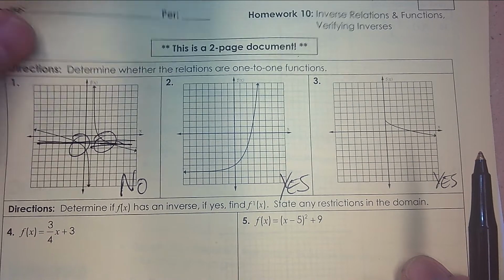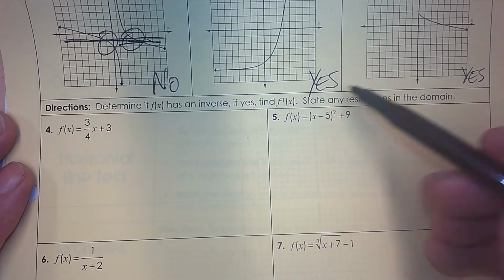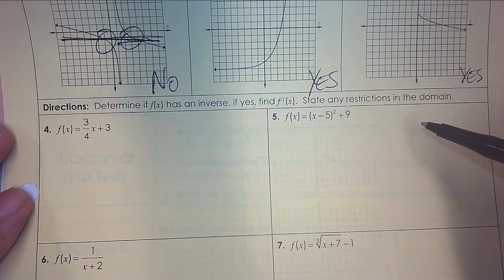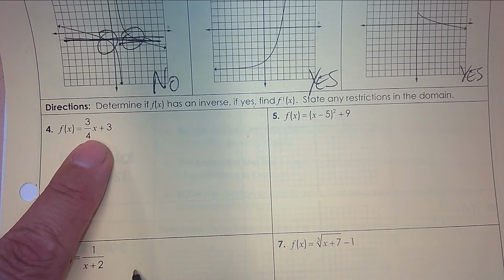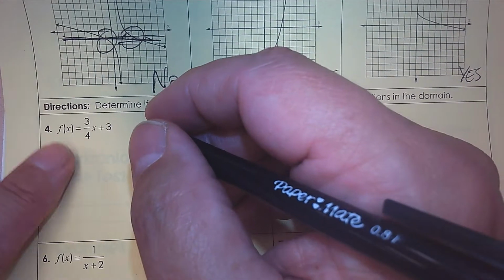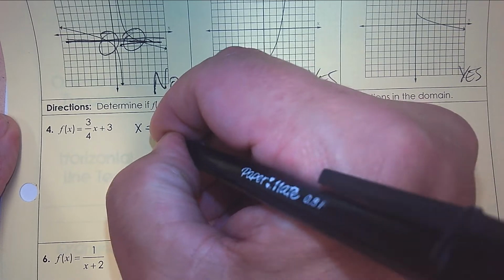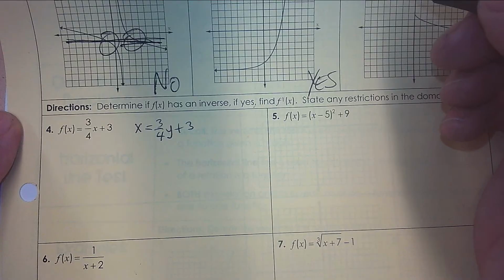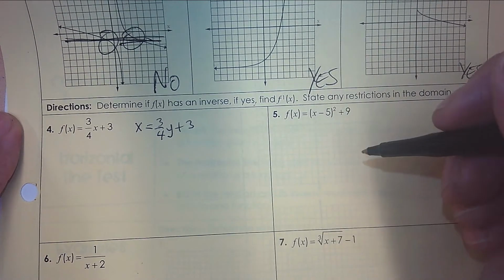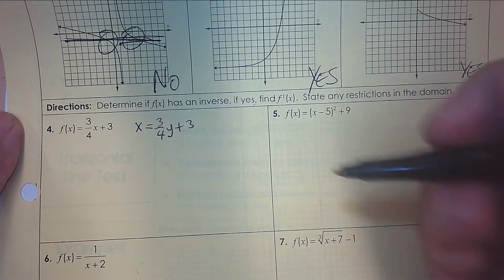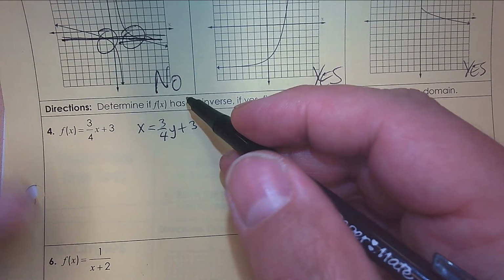All right, determine if the function has an inverse. If it does, then find its inverse and state any restrictions in the domain. So first of all, this is a line. There's no domain restrictions. Next, to find the inverse, we're going to inverse x and y. So we're going to write this as x equals 3/4 y plus 3. Then we're going to solve for y. So inverse means the domain and range has been inversed, or the x and y have been switched.